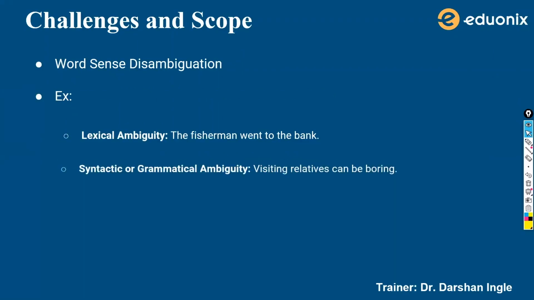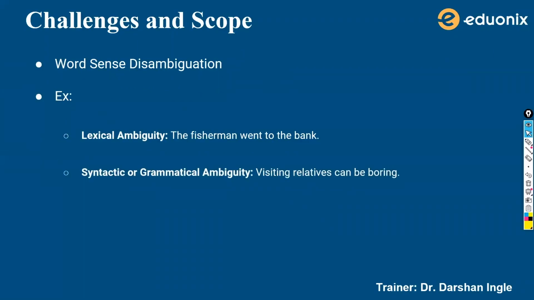Next one, syntactical or grammatical ambiguity. Visiting lecturers can be boring. Now, the problem over here is, does he mean to say visiting relatives can be boring, or visiting relatives can be boring? What is it that the person is trying to say? That going to visit the relatives is boring, or relatives visiting our place is boring? This is something which is a question mark in our case. Do you all agree that this sentence is confusing for human beings also? Right? Do you all agree to this?